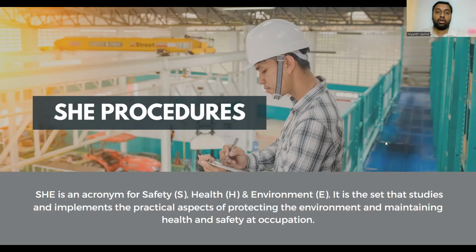When we talk about environment, we are talking about air quality index, the pH of the water, because that itself will tell you the quality of the water, whether it's acidic or basic, filtration of water, recycling of water. So all these things come together in terms of the SHE procedures. It is a set that studies and implements the practical aspects of protecting the environment. And more than anything, it is about maintaining health and safety of all the people at the project site. So in this video, we'll be looking at that in detail.